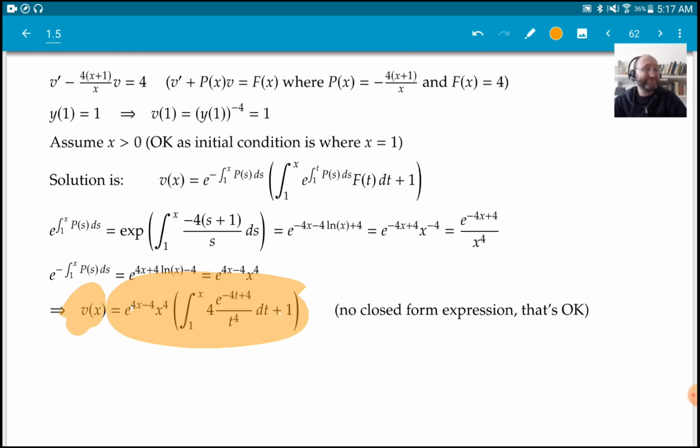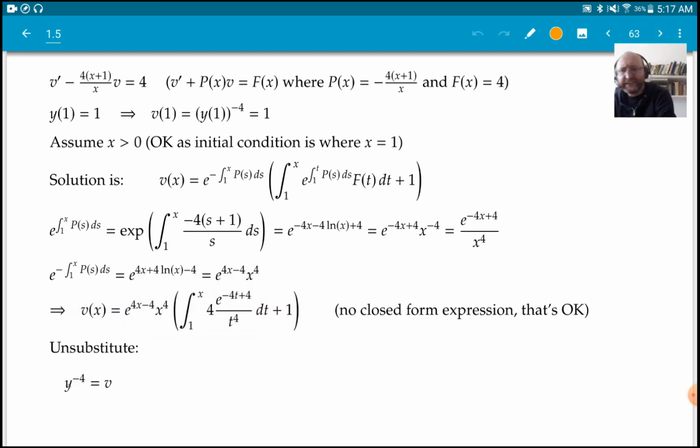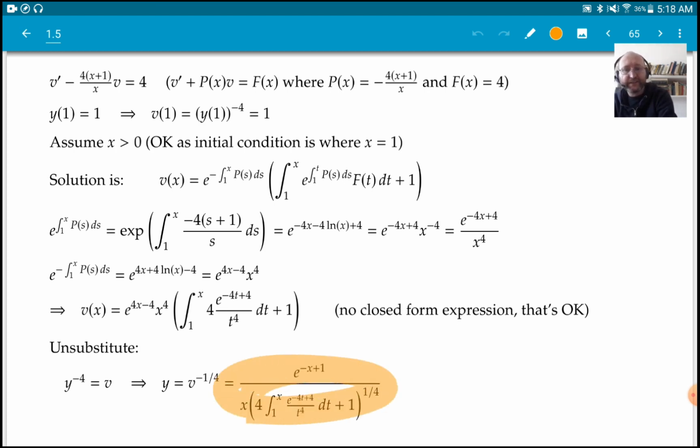Well, not quite for v. We need y, but in this case it's very easy. y to the -4 is v, so y is v to the -4th, right? So the 4th root, 1 over the 4th root. So we do that, and we get this. This is the expression that we get, and that's our solution. That's what we have.